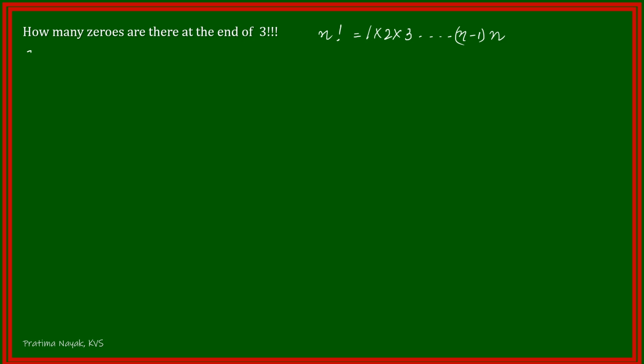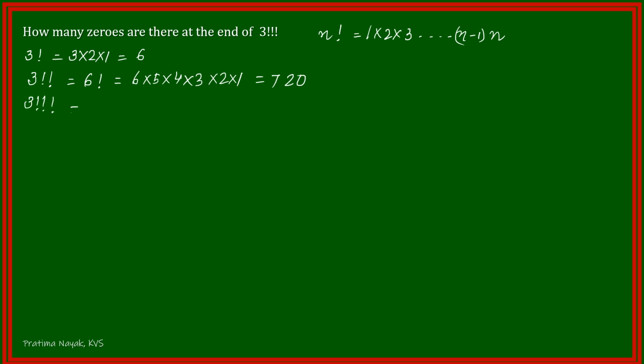So 3 factorial means multiplying 3, 2 and 1, which is equal to 6. So 3 factorial, factorial is the same as 6 factorial. Again, 6 factorial will be 6 into 5 into 4 into 3 into 2 into 1, so this will be 720. So 3 factorial, factorial, factorial is nothing but 720 factorial.